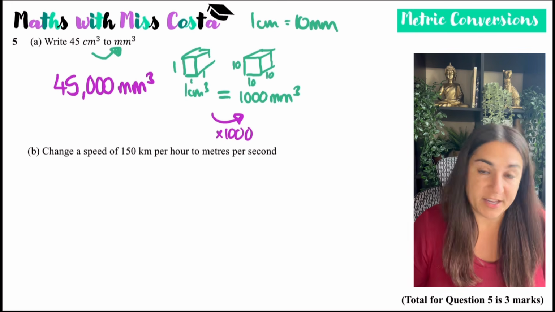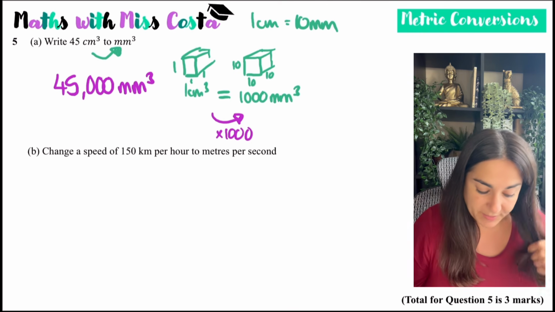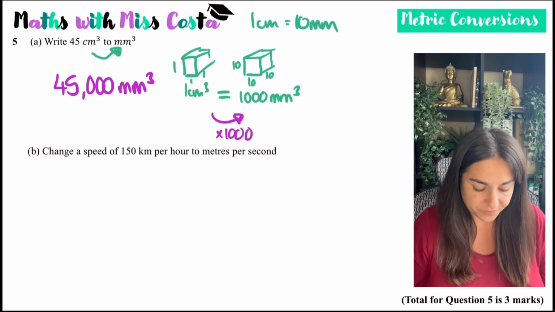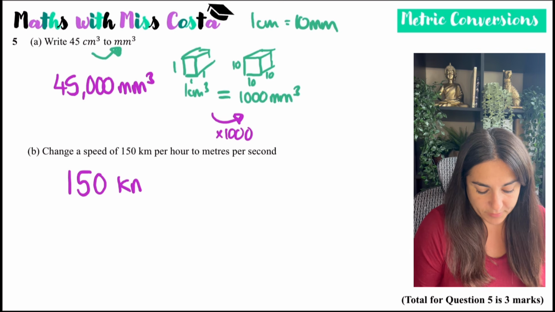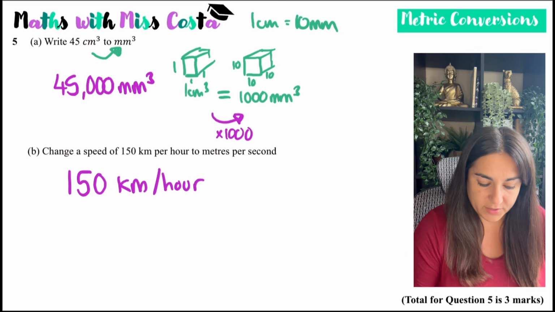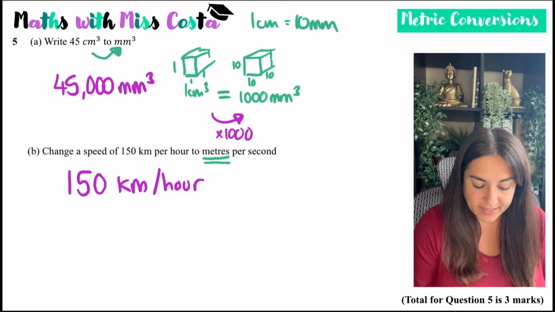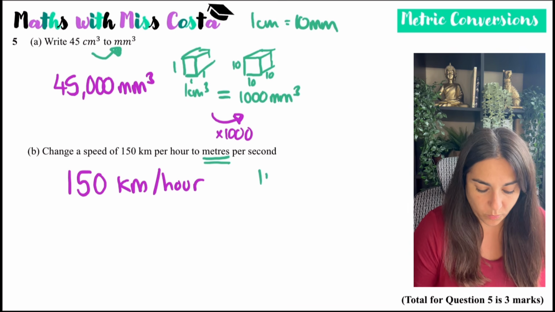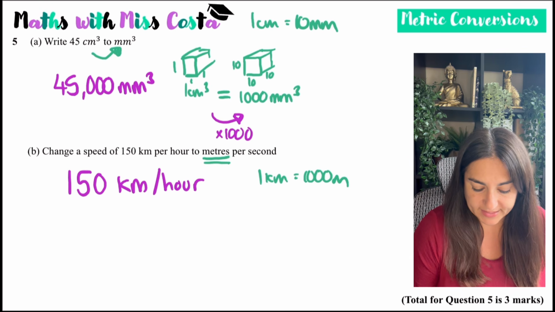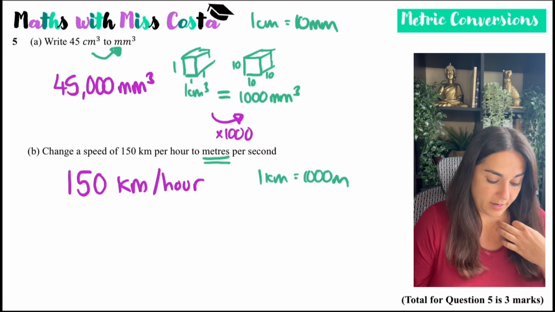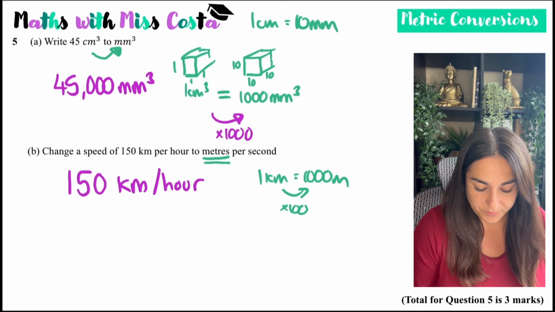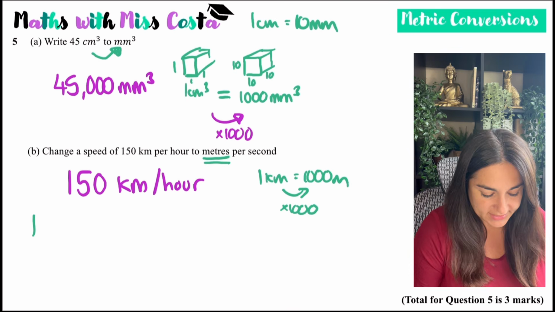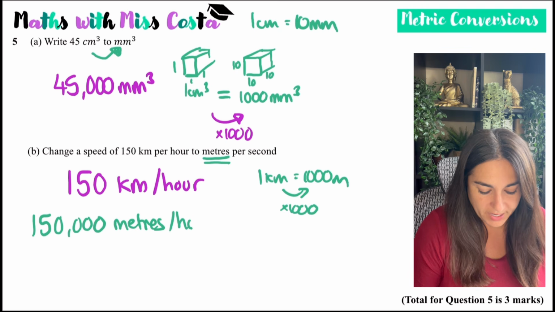Now, the next type of conversion could be changing speed. I need to change a speed of 150 kilometers per hour to meters per second. So we want to do this bit by bit. I know that 1 kilometer is 1,000 meters. So the first part could be changing kilometers to meters. I'm going to do 150 times by 1,000. To turn kilometers to meters, we multiply by 1,000. So that's going to be 150,000 meters per hour.